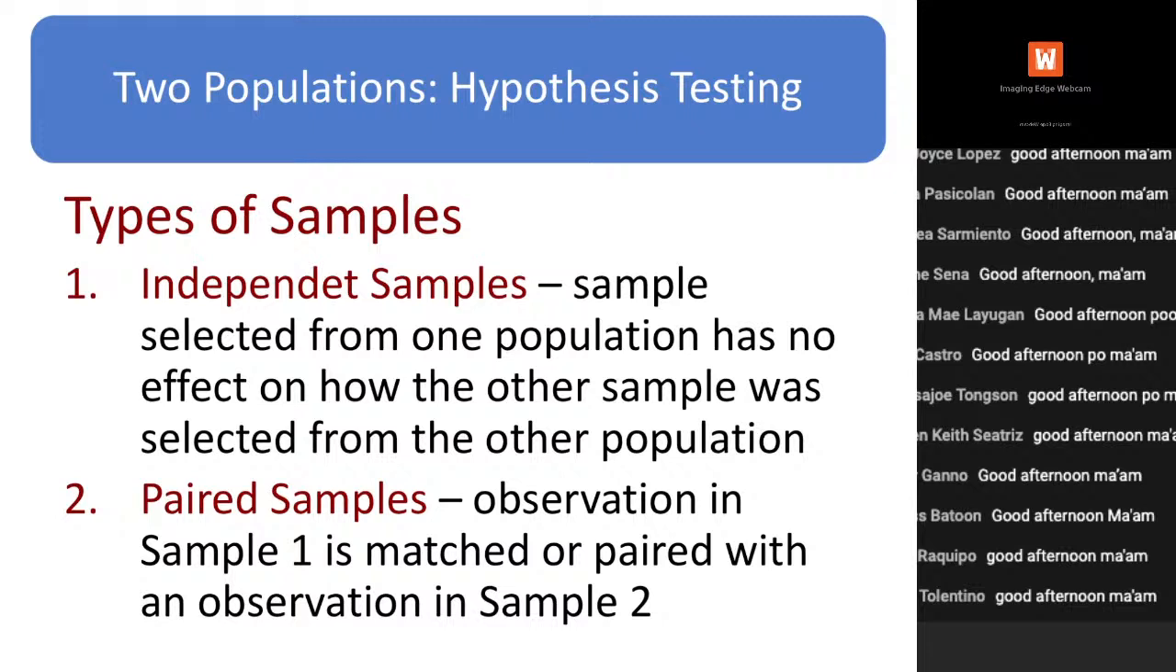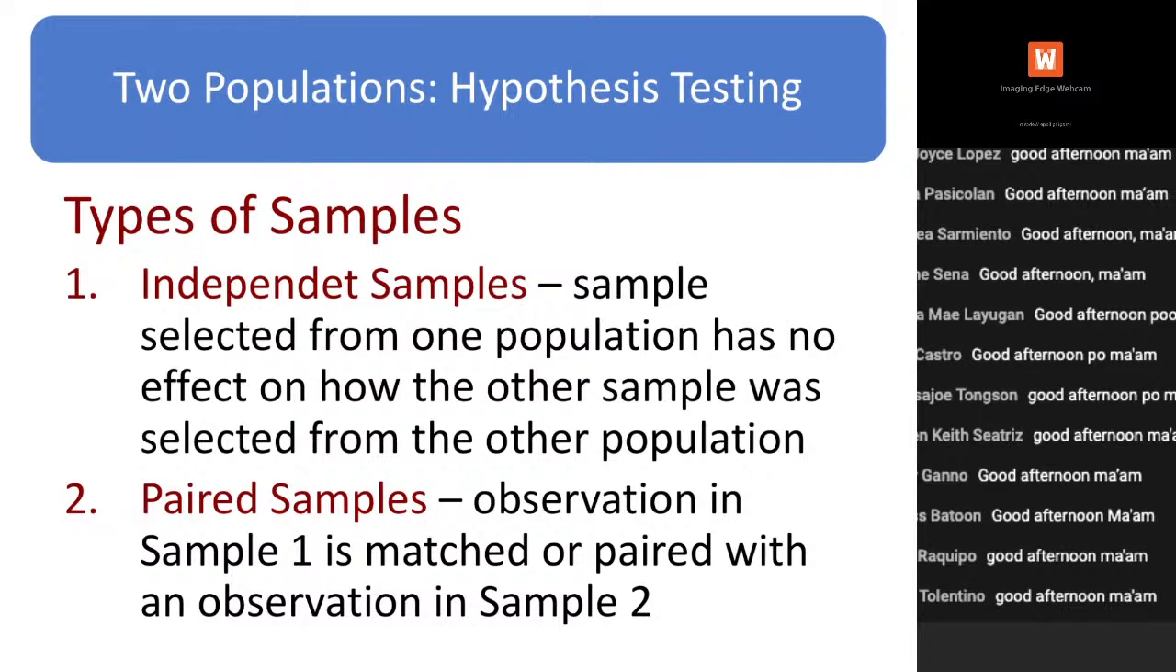If a teacher would like to check on a new method of teaching, okay, subject you into a pre-testing, that would give a set of scores. So that's your first population, pre-test scores, and then teach you using the new method or new technique, and then administer a post-test that will generate another population of scores. So paired samples.